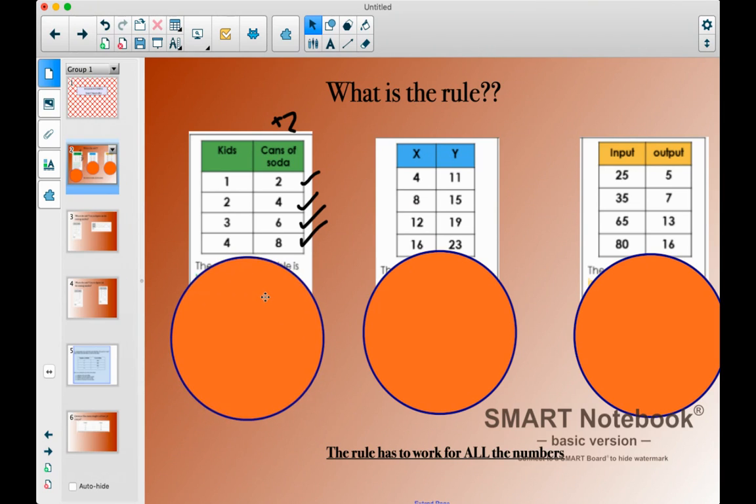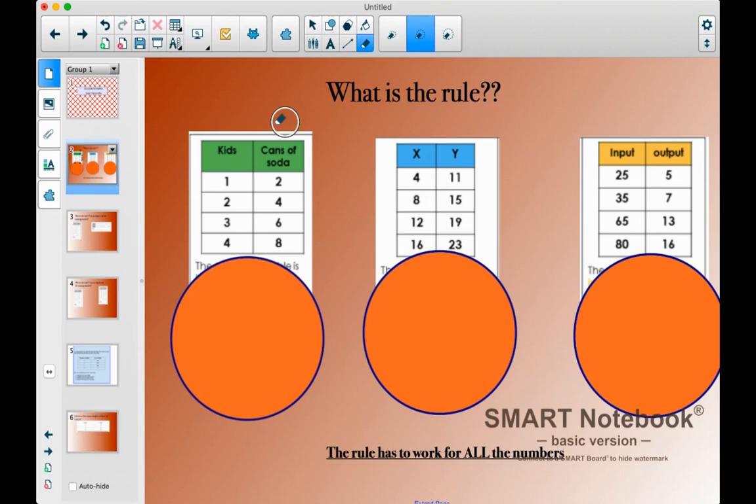So for example, if I was to keep this chart going and I wanted to say, okay, there are now 5 kids. If I know that the rule is times 2, then to get the number of soda cans, I do 5 times 2, I would end up with 10. So once you know the rule, the chart can continue to keep going.